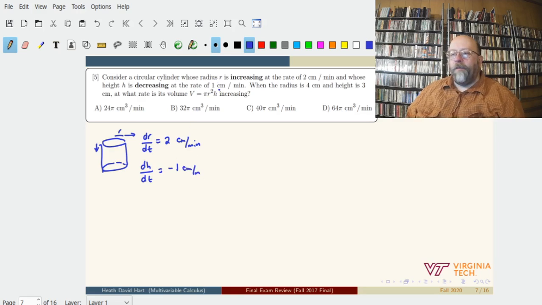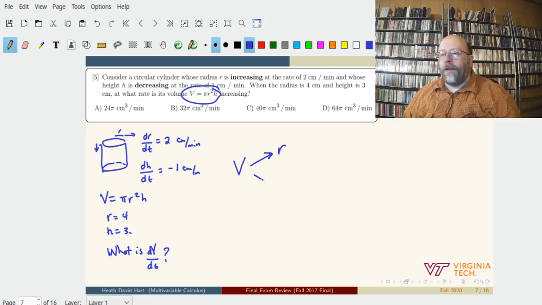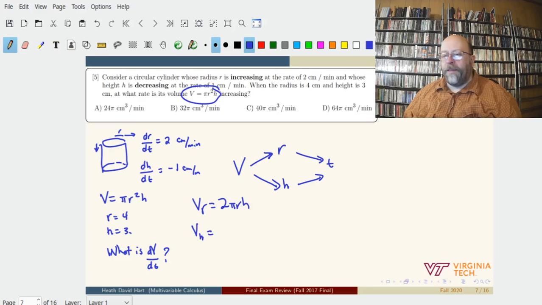Well, the volume, and they gave you the formula for volume. Volume is pi r squared h, and we're told that the radius is 4 and the height is 3. And so what rate is the volume increasing? In other words, how fast is the volume changing with respect to time? Well, this is a chain rule problem. The volume depends on the radius and the height, and they both change with respect to time. The derivative of volume with respect to radius is 2 pi rh, and the derivative of volume with respect to height is pi r squared.